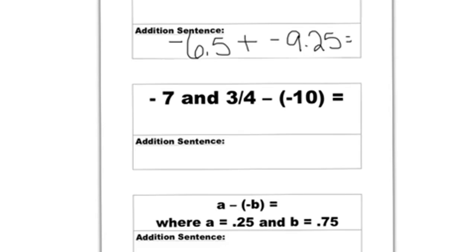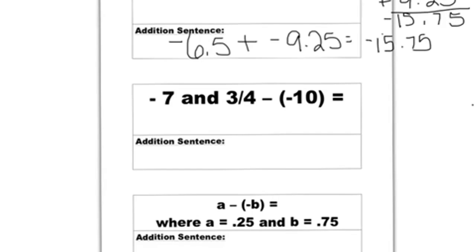Okay, we will use our decimal skills, which are lining up our dots. We can do that off to the side. 6.5 plus 9.25, and these are both negative now. Fill in a 0, line up our dots, and we would get negative 15.75.